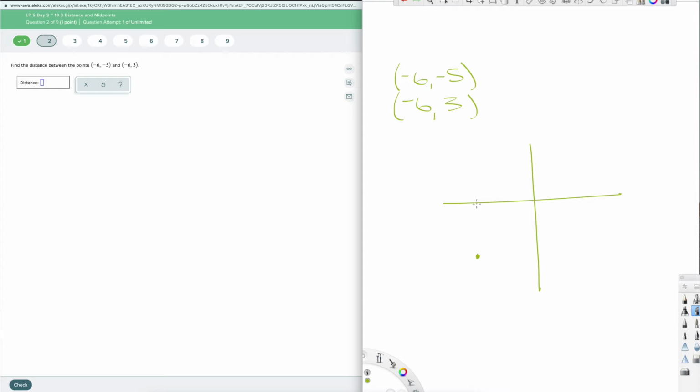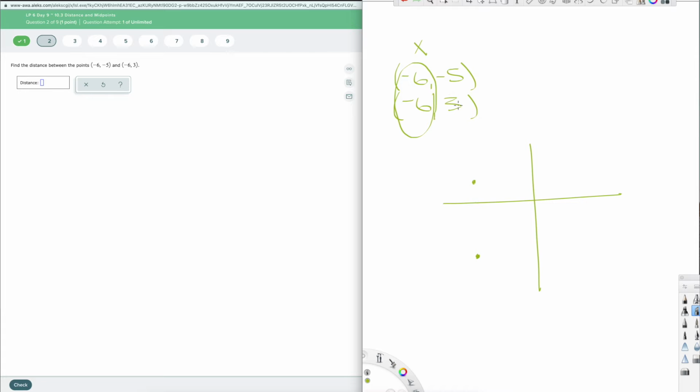And then I'm still at -6 and I go up to 3. So they're directly above and below each other. So if we have a matching coordinate, it means they're either right above each other, like this one, if it's the x's. If the y's were the same, then they would be left and right of each other, because I would stay on the same y coordinate for both, if we had an example like that one.